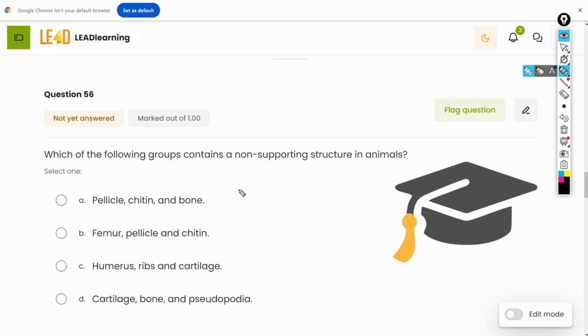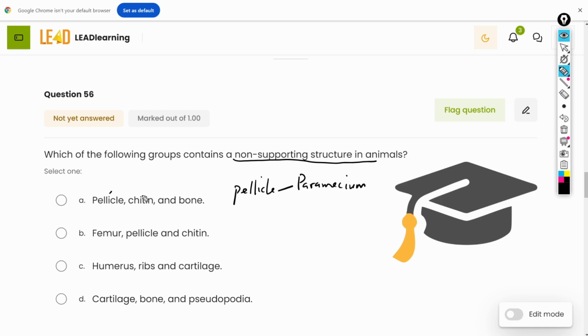Question 56. Which of the following groups contains a non-supporting structure in animals? Okay, now the pellicle is a supporting structure found in some animals. It is synonymous to the skin. The pellicle is found in organisms like the paramecium, which are animal-like protists or protozoa.